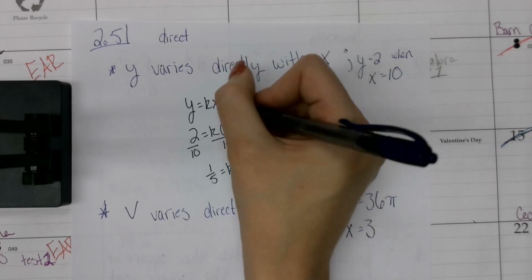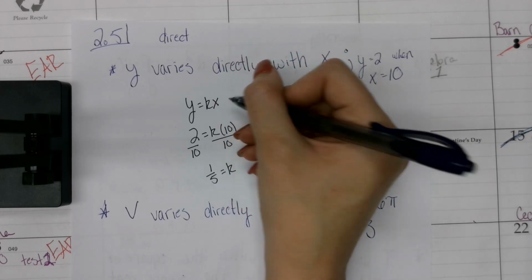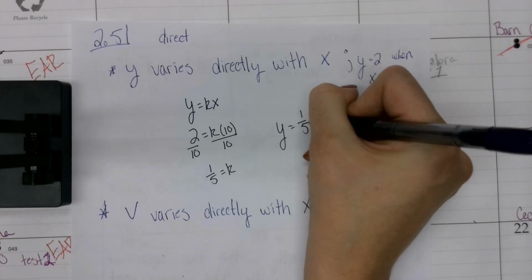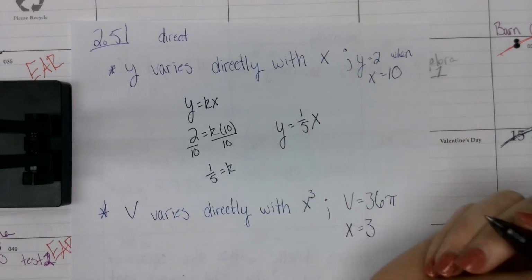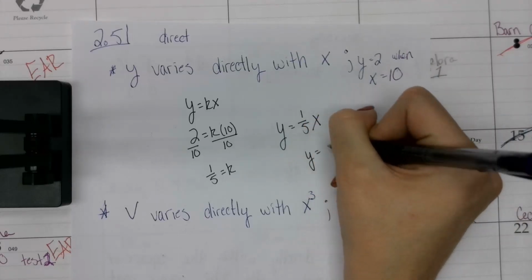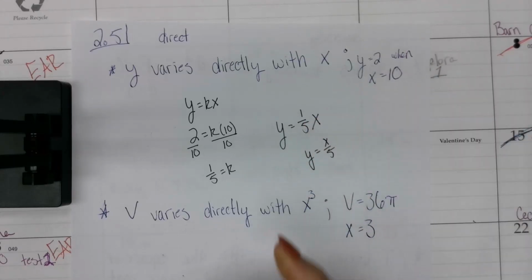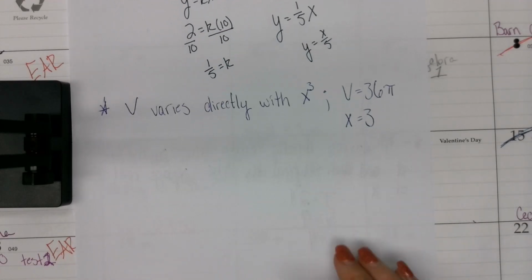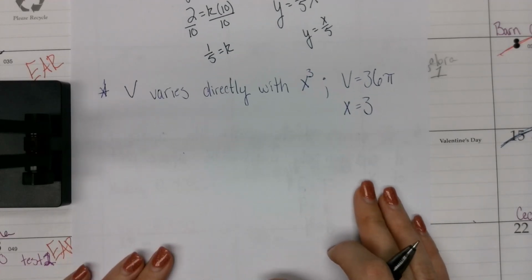Then I'd rewrite the equation and substitute my k. So y equals 1/5 x, and that would be my answer. Or I could write it y equals x over 5, whichever one you would like.